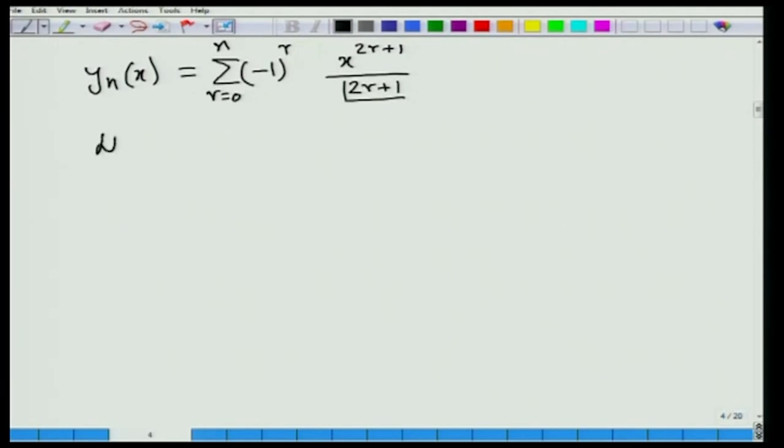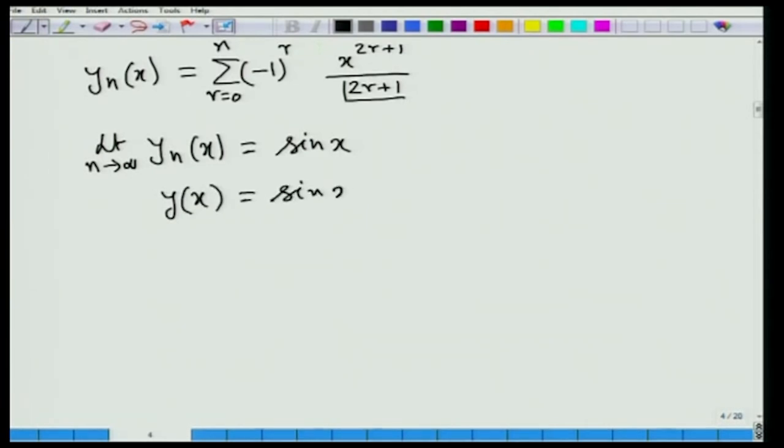And finally, the limit n tends to infinity of y n x is equal to sin x, because here y n x is the Maclaurin series of sin x up to n terms, and therefore, this series converges uniformly to the function sin x, and hence y n x converges to sin x, and the solution to the given problem is y x equal to sin x. This is the solution to the given integral equation. Next, we consider one more example.